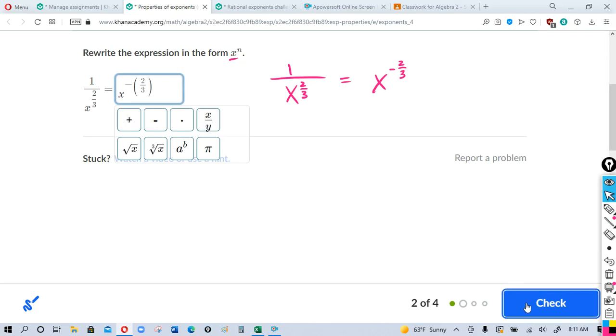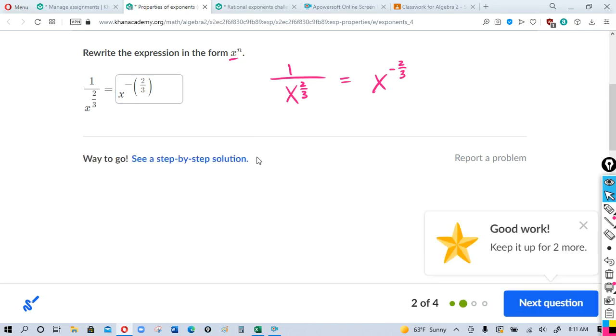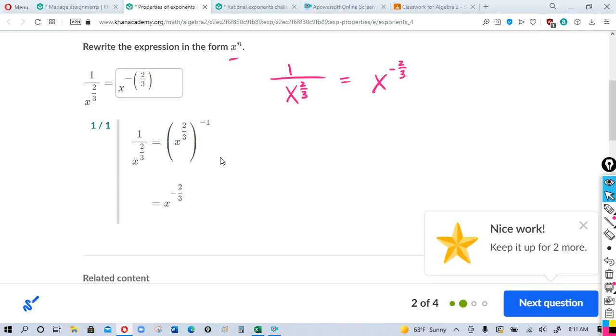Hopefully they take it. Okay, good. Let me just make sure that's what they wanted. Yep, x to the negative 2/3. I don't know how you would type it without the parentheses.